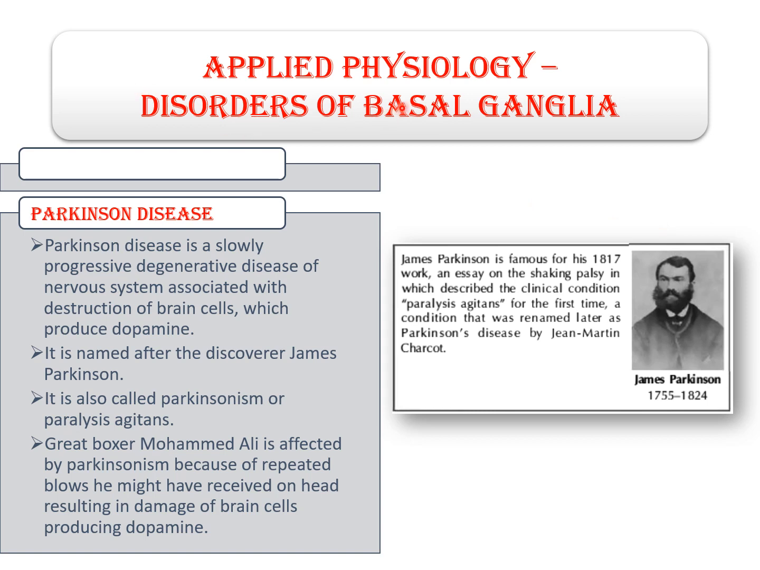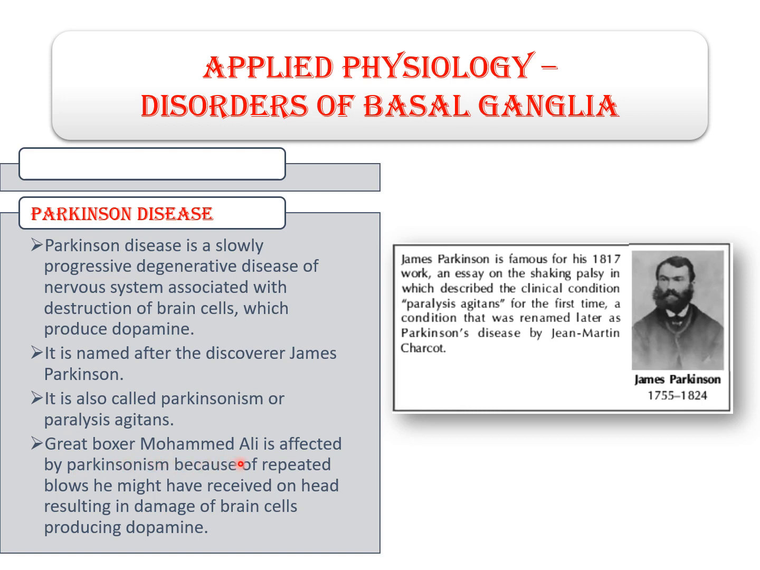Now, applied physiology, or disorders of the basal ganglia. First of all, we will discuss Parkinson's disease. Parkinson's disease is a slowly progressive degenerative disease of the nervous system associated with destruction of brain cells which produce dopamine. It is named after the discoverer James Parkinson, and this disease is also known as paralysis agitans.